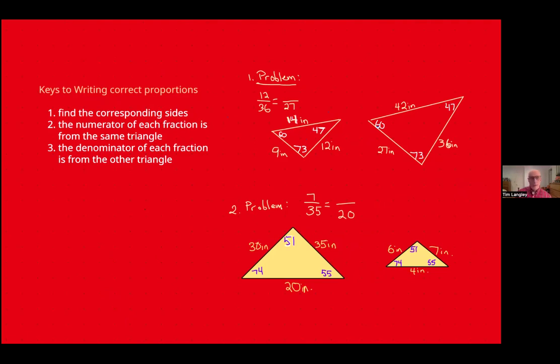Okay, I've got some keys to writing correct proportions. So these are some keys to doing this. Number one, find the corresponding sides. Number two, the numerator, that's the number on the top of a fraction, of each fraction is from the same triangle. And then number three, the denominator from each fraction is from the other triangle.